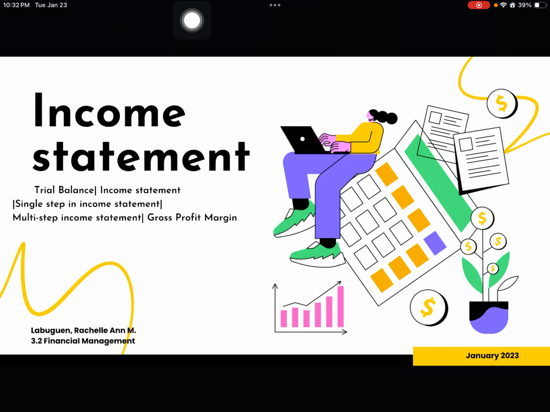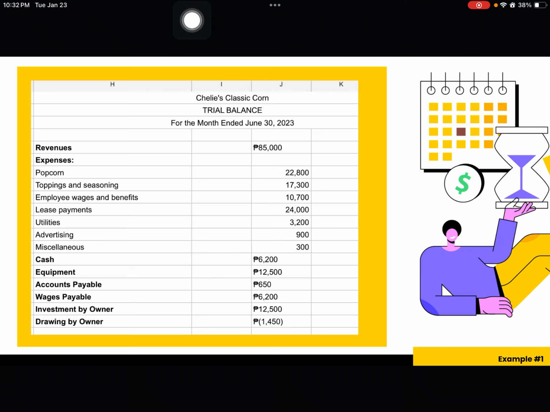I am Rachel Labugen. Since my reporting has no problem or computation, I came up with an income statement problem, which covers the trial balance, income statement, single step income statement, multi-step income statement, and gross profit margin. Let me start with my first problem, which is the income statement of Shelly's Classic Corn. Before that, here's the trial balance of Shelly's Classic Corn.